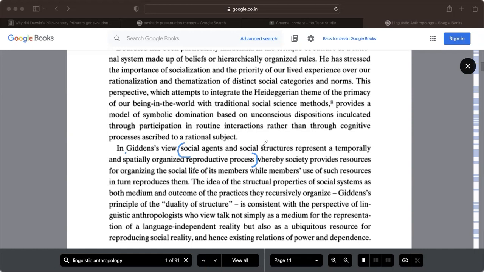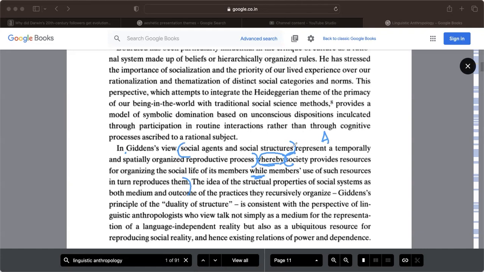Social agents and social structures represent a temporally and spatially organized reproductive process, whereby, so this is the explanation now. This basically functions like a connector or a conjunction between two different clauses. Society provides resources for organizing the social life of its members, while members' use of such resources in turn reproduces them. Okay, so this is another conjunction. So look at the structure of this sentence. It is A, which is the idea, social agents and social structures. This is a phrase, because it's a group of words that makes partial sense but doesn't have a complete idea.